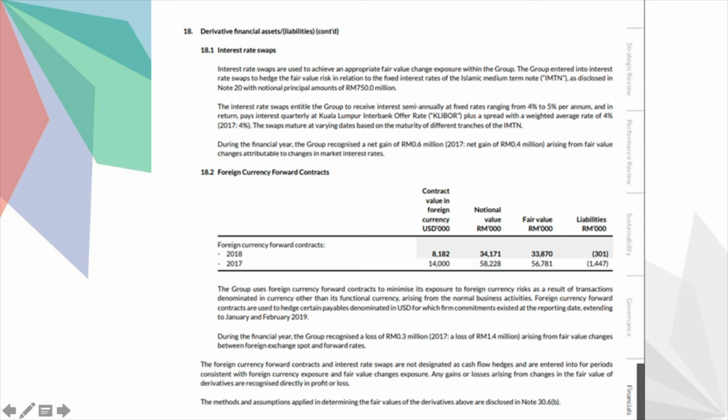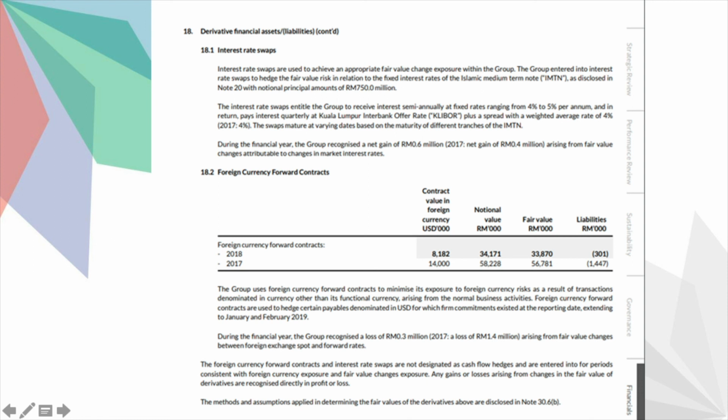Foreign currency forward contract and interest rate are not designated as cash flow hedging and are entered into for periods consistent with foreign currency exposure and fair value changes exposure. Any gain or loss arising from changes in the fair value of the derivative is recognized directly in profit or loss. The method and assumption applied in determining the fair value of the derivative are in the above disclosure.